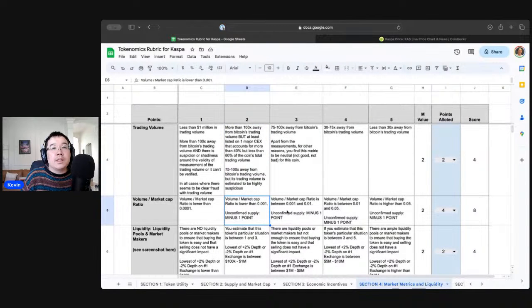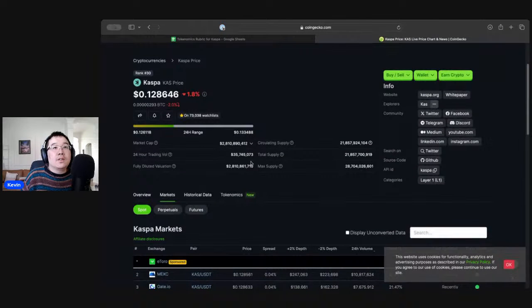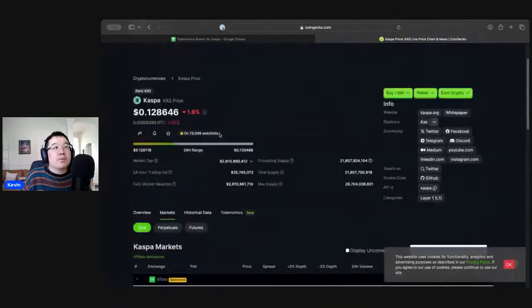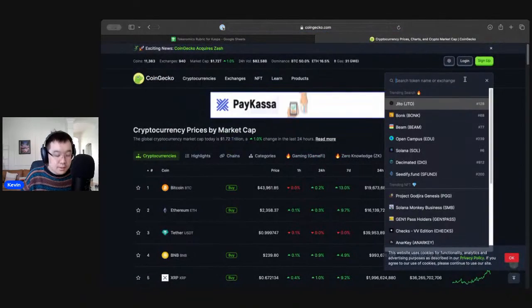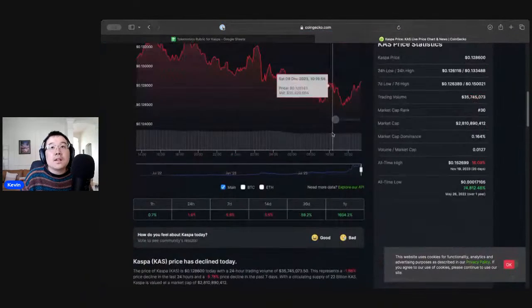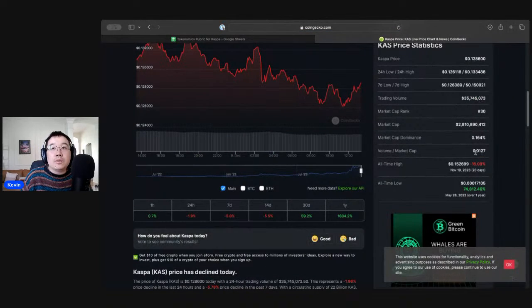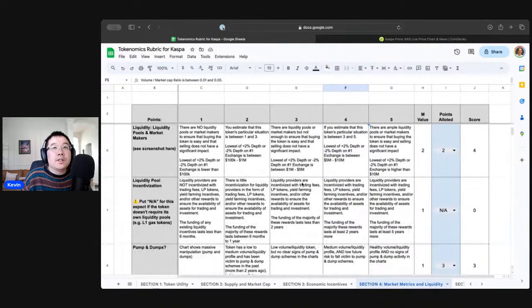Volume to market cap ratio is, okay, let's see. Let's calculate that. Do they calculate that for us on CoinGecko? Yeah, it does. 0.0127. You see this on the side? 0.0127. So that is 4. Yep, that is pretty good.